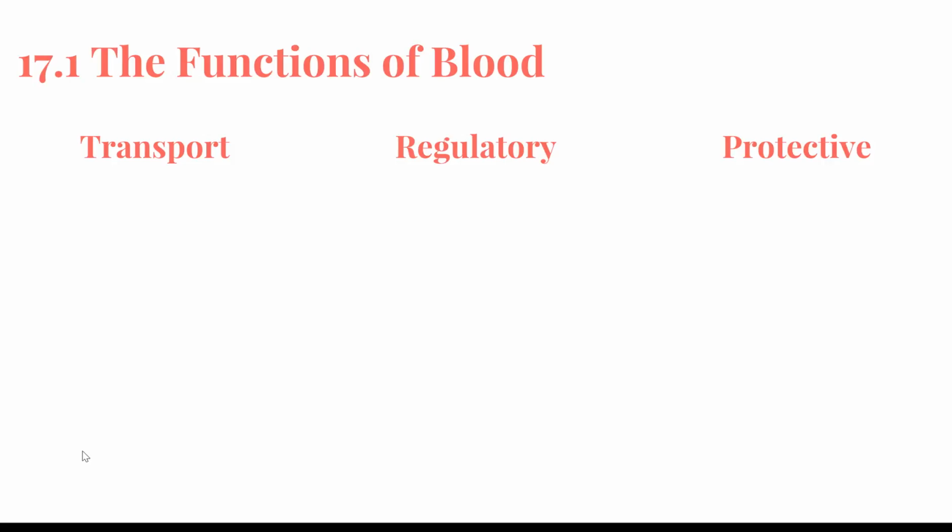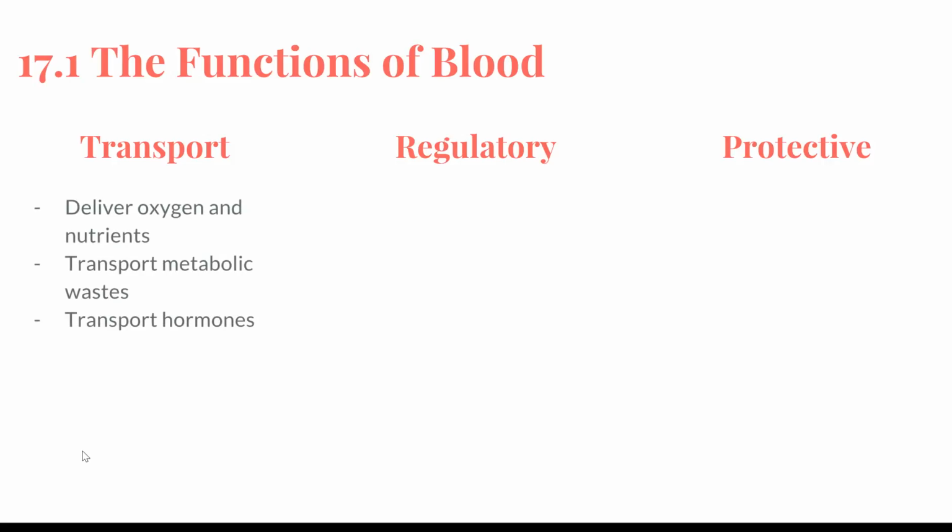Transport functions of the blood include delivering oxygen from the lungs and nutrients from the digestive tract to all body cells, transporting metabolic waste products from cells to elimination sites, to the lungs to eliminate carbon dioxide, and to the kidneys to dispose of nitrogenous wastes in urine, and transporting hormones from the endocrine organs to their target organs.